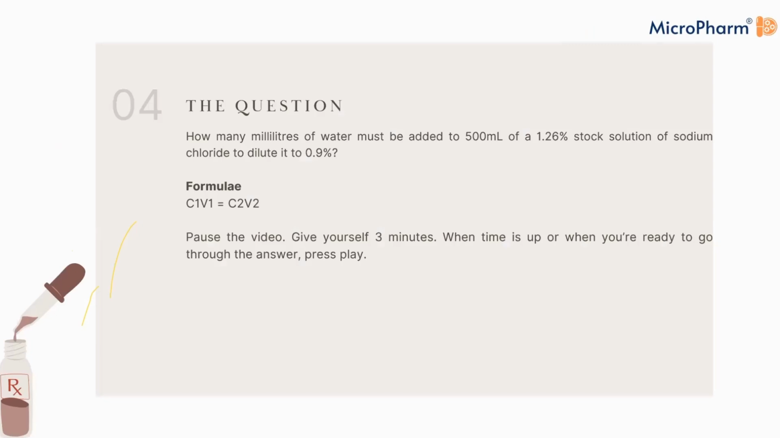We'll finish off with one more question. Okay. And it's a nice, easy one to finish off with. How many milliliters of water must be added to 500 ml of a 1.26% stock solution of sodium chloride to dilute it to 0.9% normal saline? And I've been really nice and I've given you the formula C1V1 = C2V2.